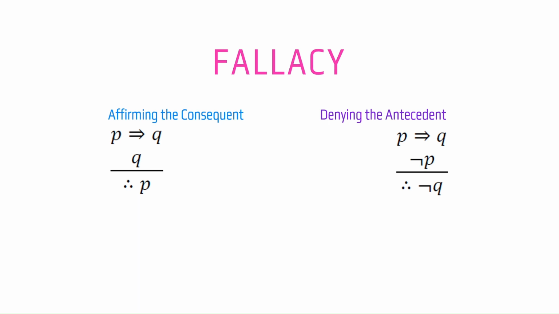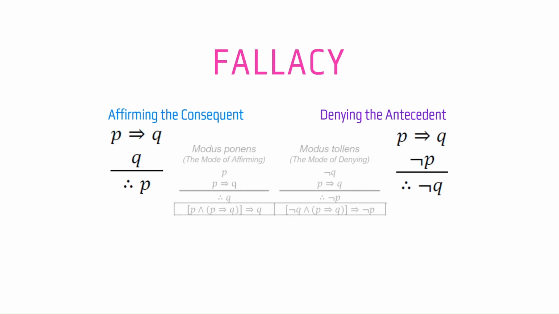If you observe closely, the hypotheses and conclusions of both fallacies are similar to the two rules of inference presented earlier. The mode of affirming for the fallacy of affirming the consequent, and the mode of denying for the fallacy of denying the hypothesis. Take note of the differences between this set of fallacies and rules of inference.